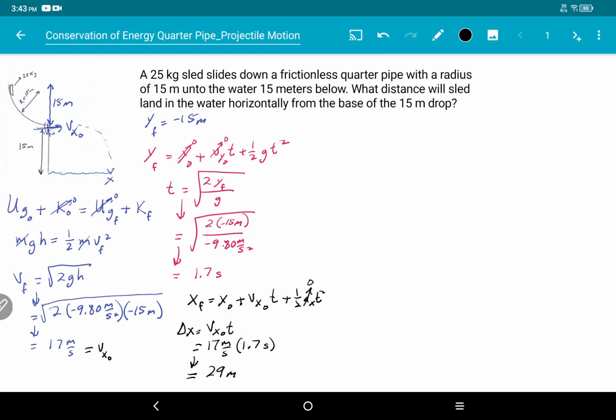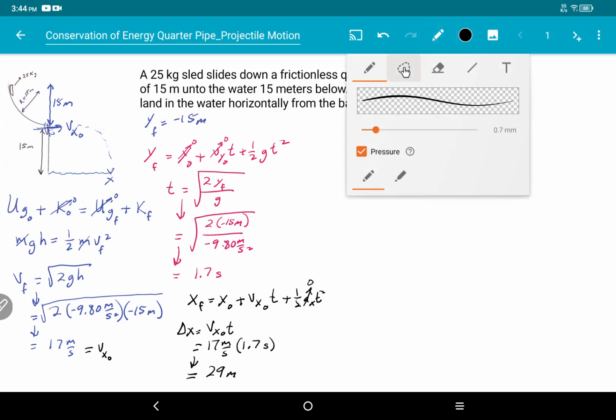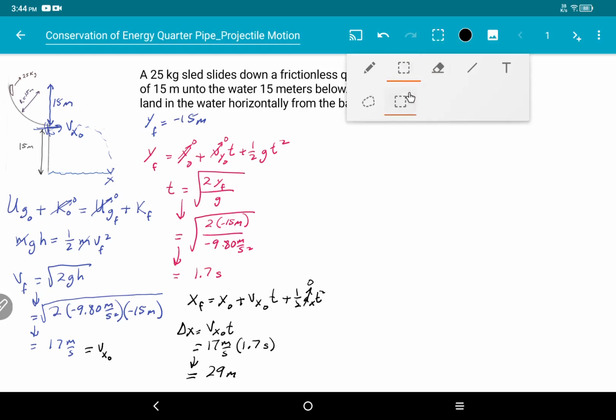Huh, that's kind of interesting. Let's apply this to the planet Mars. Let's take this same setup and see what it's going to give us. Let's take this question, not change any of the values, 15 meters radius, 15 meters above, and some water below. Let me make this probably a little smaller so things fit a little nicer.